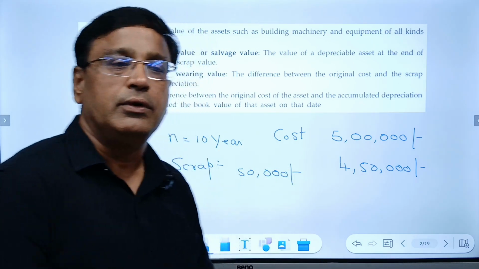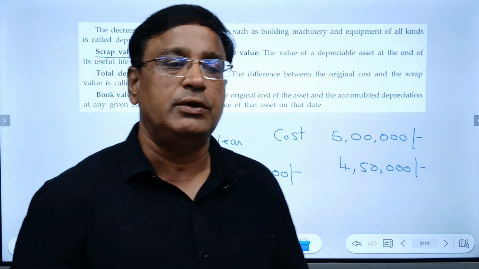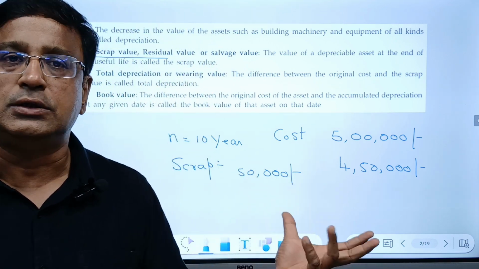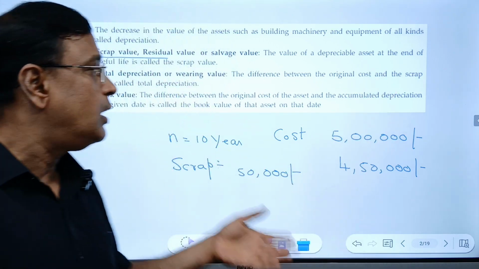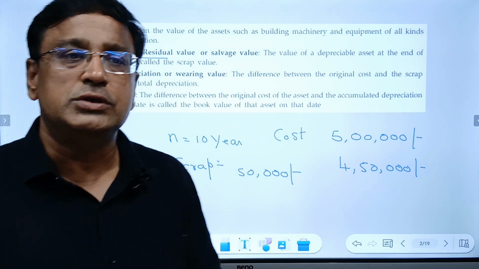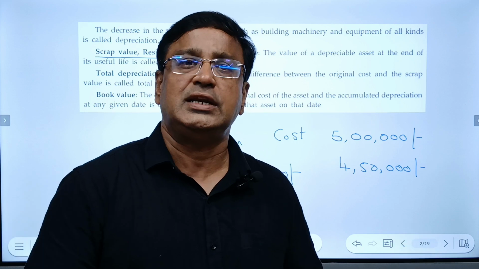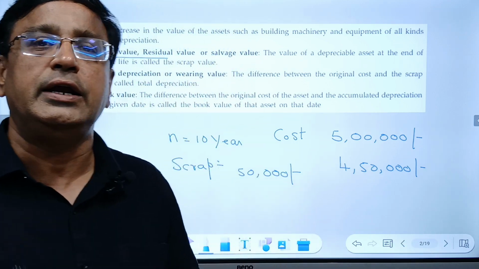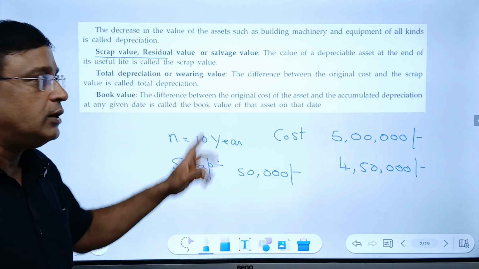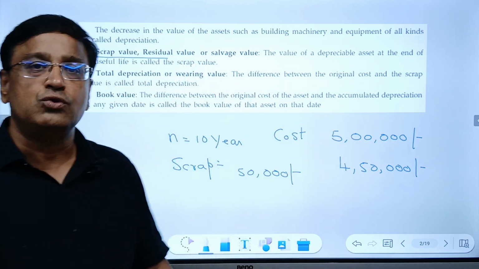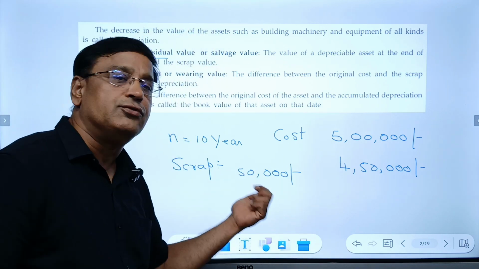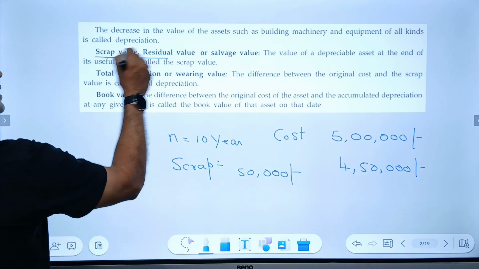Suppose an air conditioner is useful for, say, 5 years. After the 5 years, it is no longer worth anything. It's called scrap. A car, for example: you buy a car for 5 lakhs, and after 10 years you can't use it anymore. Its life is over. The life of the car is only 10 years. Then at the end of 10 years, the car which was worth 5 lakhs is no longer worth 5 lakhs. It will be given a scrap value of, say, 50,000 rupees. So that is what you mean by scrap value.